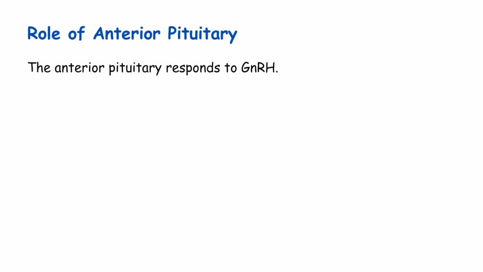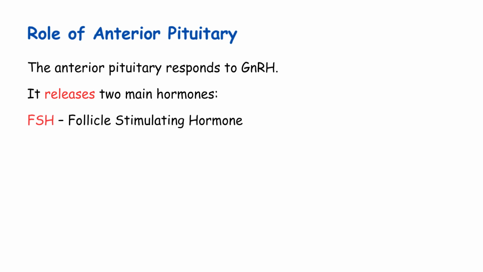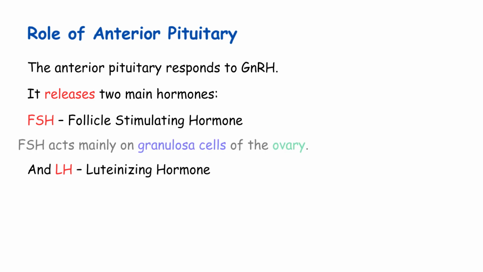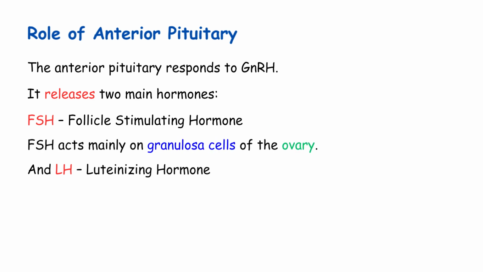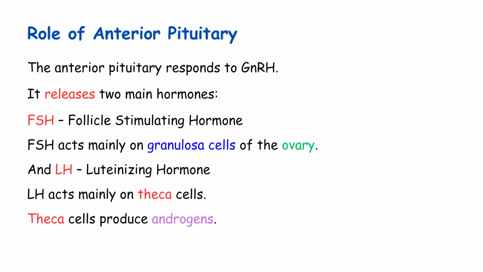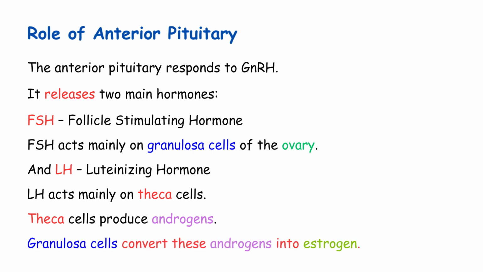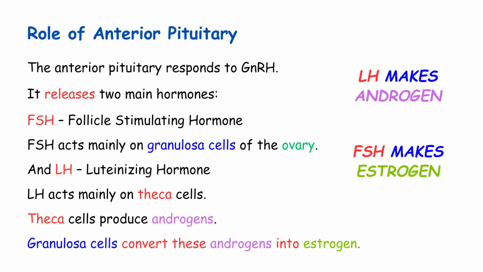The anterior pituitary responds to GnRH. It releases two main hormones, FSH, follicle-stimulating hormone, and LH, luteinizing hormone. FSH acts mainly on granulosa cells of the ovary. LH acts mainly on theca cells. Theca cells produce androgens. Granulosa cells convert these androgens into estrogen. This conversion is done by the enzyme aromatase. Learn this mnemonic: LH makes androgen, FSH makes estrogen.